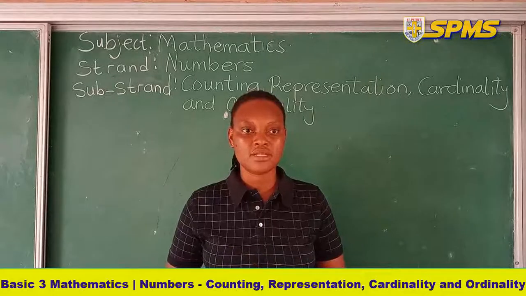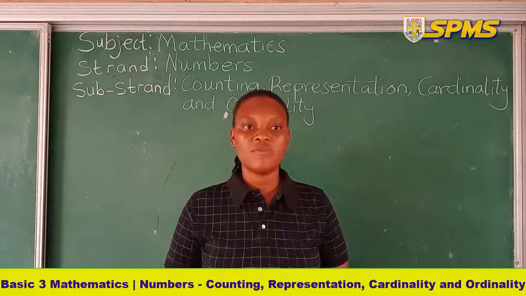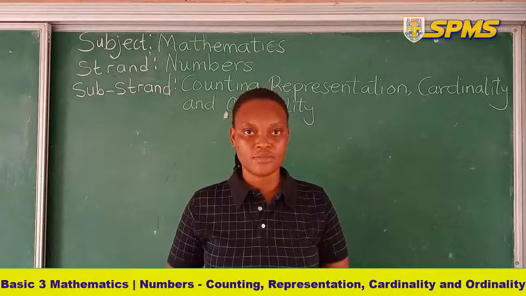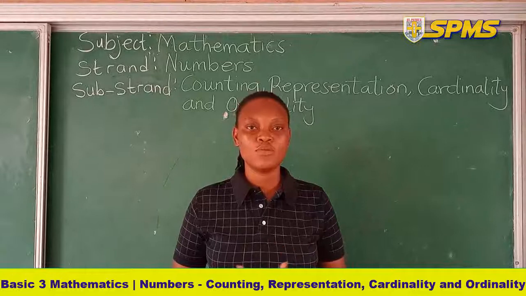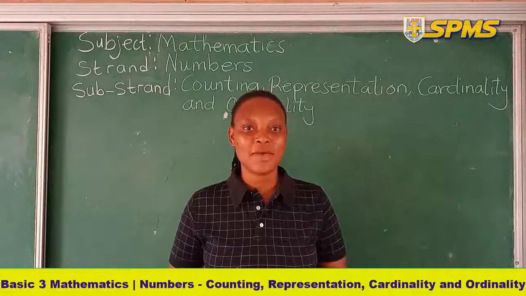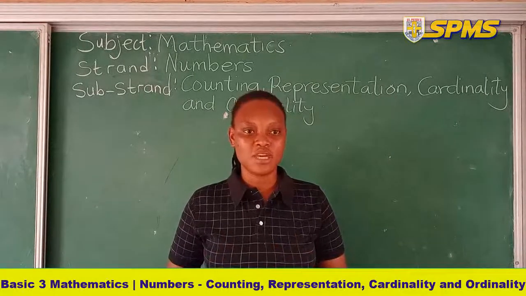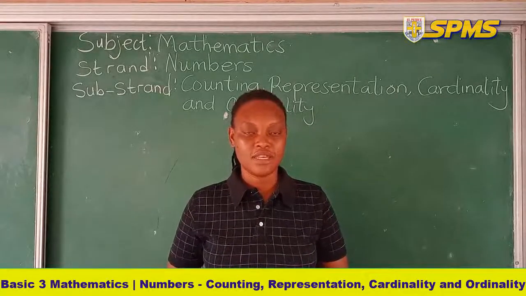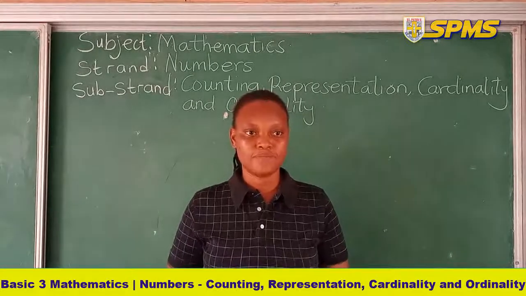Okay, children, by the end of the lesson, you should be able to describe numbers and relationship between numbers from 0 to 10,000 in equivalent ways using the place value concept. I'll take that again. By the end of today's lesson, you should be able to describe numbers and relationship between numbers from 0 to 10,000 in equivalent ways using the place value concept. Yes, so today we'll talk about the place value concept.